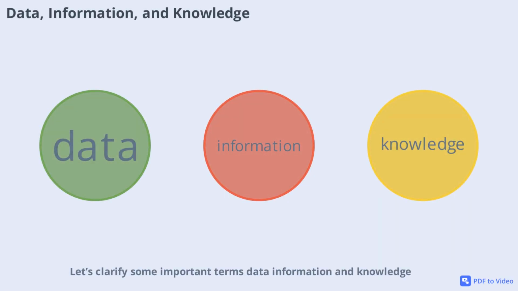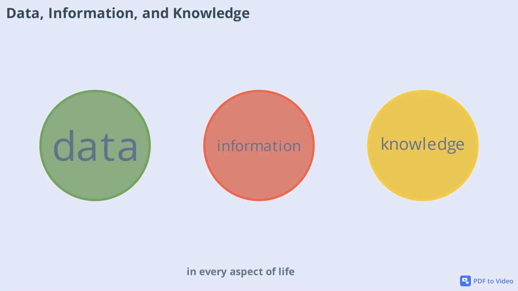Let's clarify some important terms: data, information, and knowledge. Data refers to raw facts and figures, unorganized and without context. When data is processed, categorized, and given meaning, it becomes information. Information answers questions like who, what, where, and when. Knowledge goes a step further, representing the application of information and experience to answer how questions. In essence, computers help us transform data into information and information into knowledge, supporting better decision-making and problem-solving in every aspect of life.